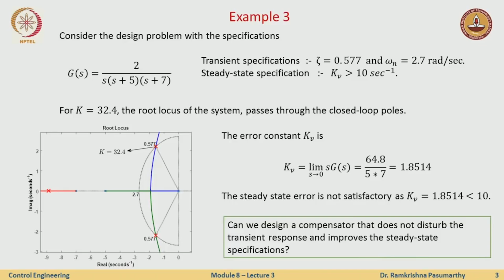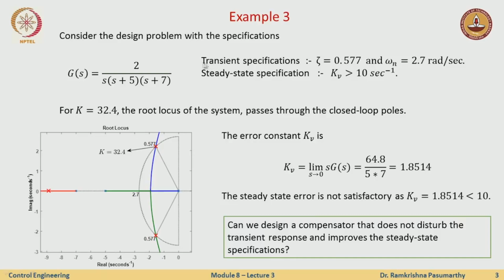Okay, so let's start with an example. Given a plant, certain transient specifications which translate to zeta being 0.5, omega n being 2.7. These are my transient specifications, and the steady state specification says that my kV should be greater than 10. Okay, so first I draw the root locus. And I see that at a certain value of gain k, which is 32.4, my root locus passes through the dominant poles, the poles which are defined by this zeta and omega n.